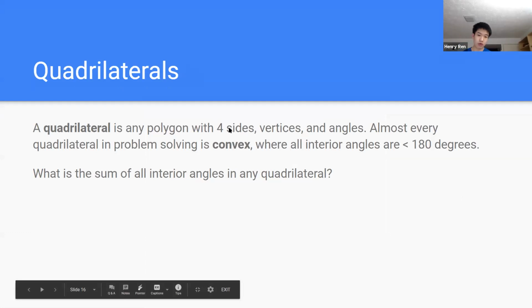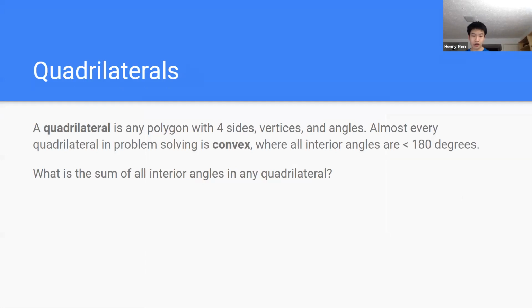A quadrilateral is any polygon with 4 sides. We talked about 3 sides with a triangle, and now we're moving on to 4. All right, 4 sides, vertices, and angles. Every quadrilateral in problem solving at this level is going to be convex. That means that all interior angles are going to be less than 180 degrees. You're going to see obtuse angles, right angles, acute angles, but never reflex angles.